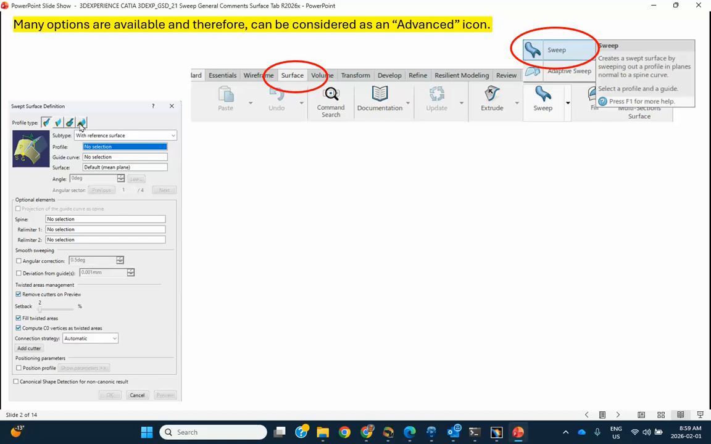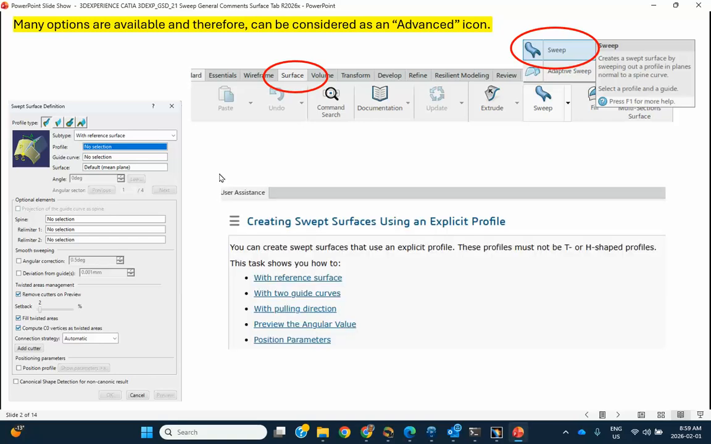Okay. Now, when you look at, for example, the explicit one here, there are certain subtypes that we're going to be using later on, maybe in quite a few videos individually doing these things. But right now, it's general comments about the issue of sweep in CATIA, or 3D Experience CATIA.